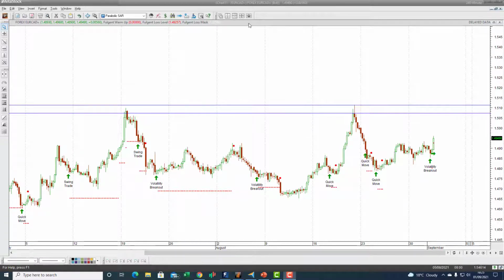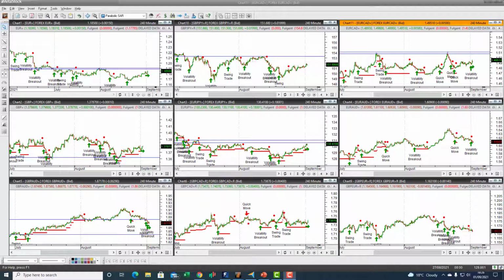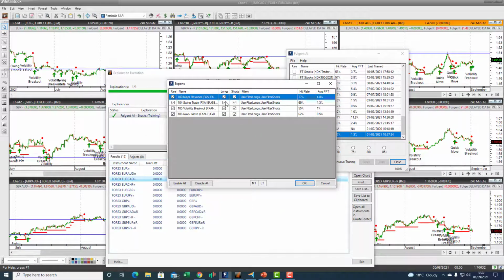Just a brief reminder, we're only looking for high probability trades, and that means that the AI, in terms of the training we've done on the AI, these 4 AI strategies, here are the trading statistics: 77% accuracy for major market reversal with average profit per trade 4.8%. This is all on the 4-hour time frame, okay? Swing trade 69%, volatility breakout on average 55% accurate with 1% average profit per trade, and a quick move 62% accurate with 0.5%.